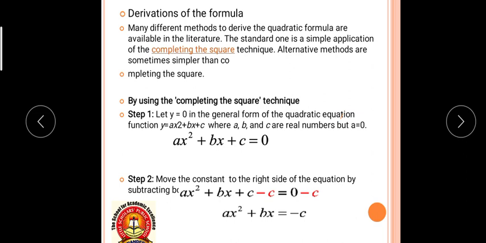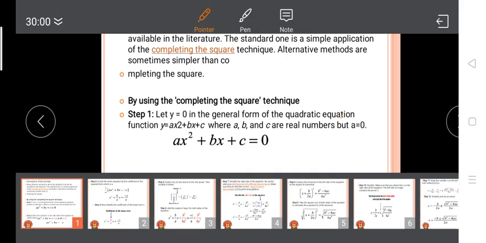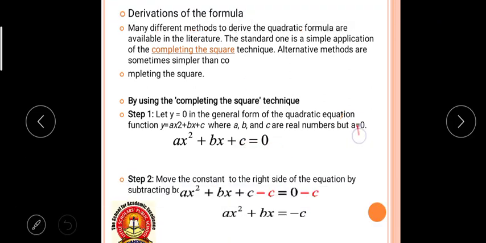Now students, see how this formula is derived by using the completing square method technique. All of you know that the quadratic equation is in the general form ax square plus bx plus c is equal to 0. Okay, this is your first step. You just have to take the quadratic equation definition, no need to revise it, where a is not equal to 0.